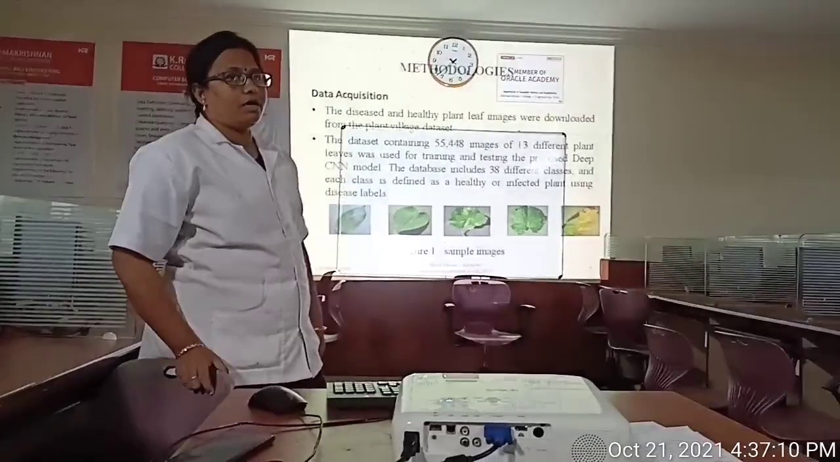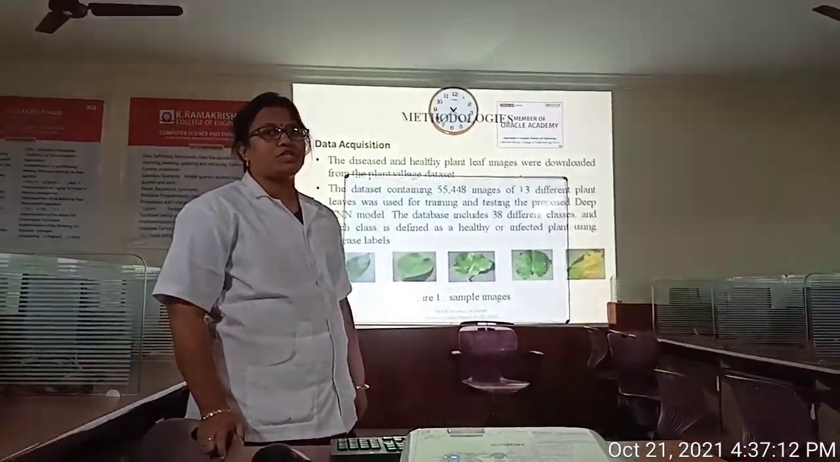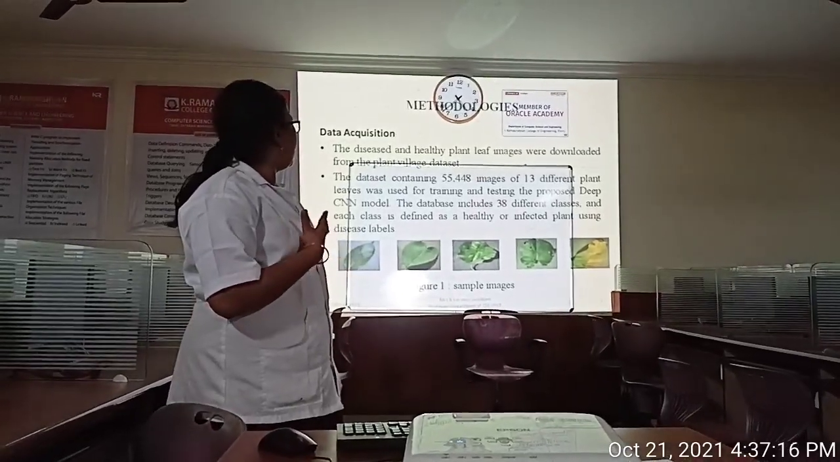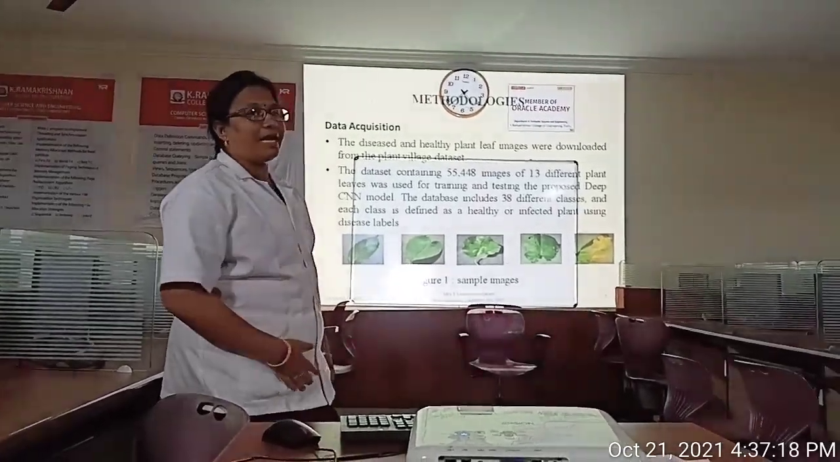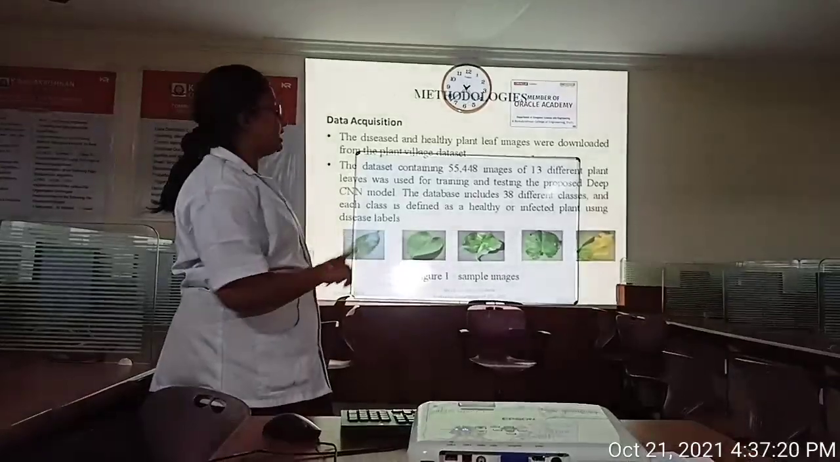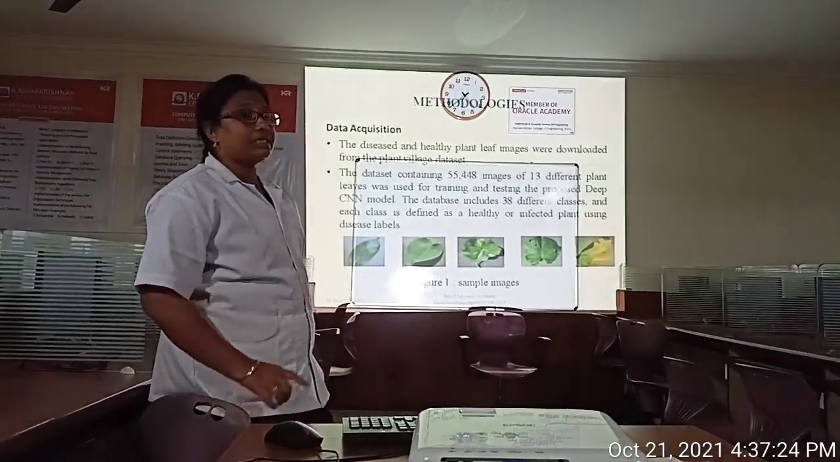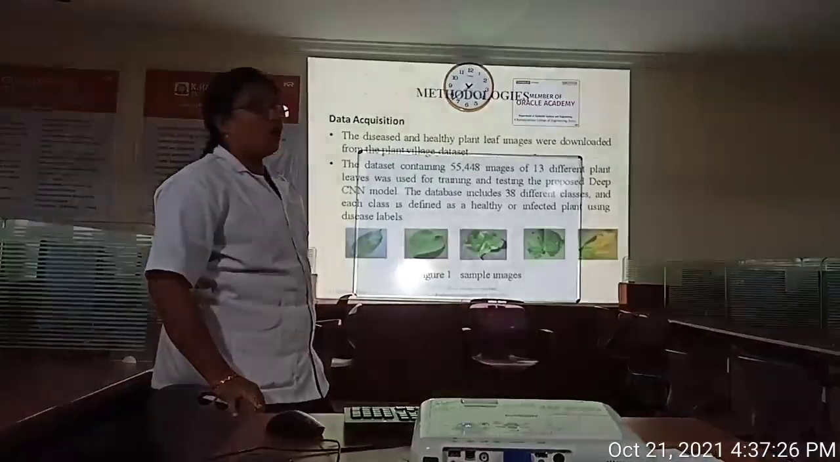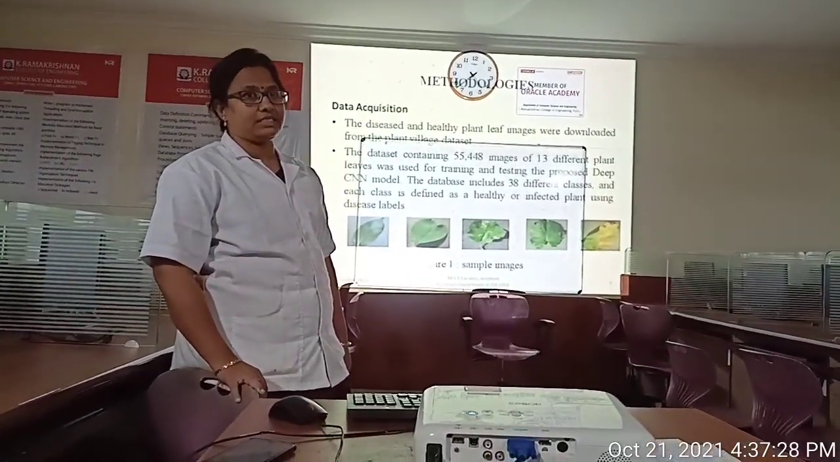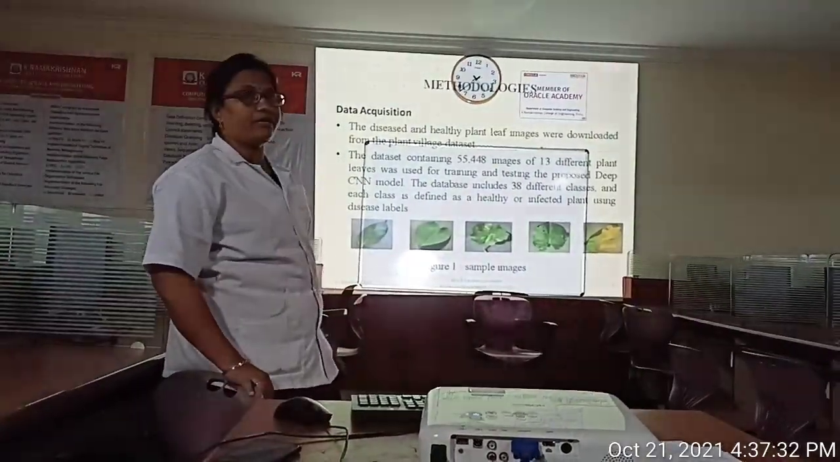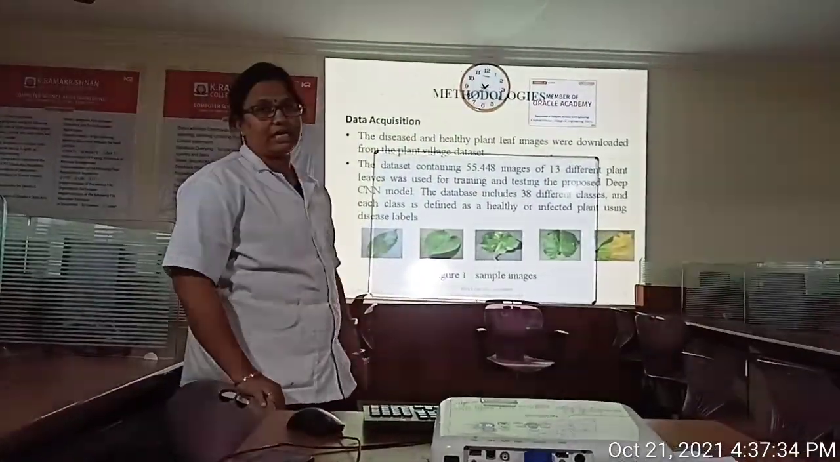The first module is data acquisition. Here I am getting the data set from the PlantVillage data set. This data set contains around 55,000 images and 38 different plant leaves. Also it has 38 different classes. These are some of the sample leaf images. Some are healthy leaf images, some are infected leaf images.